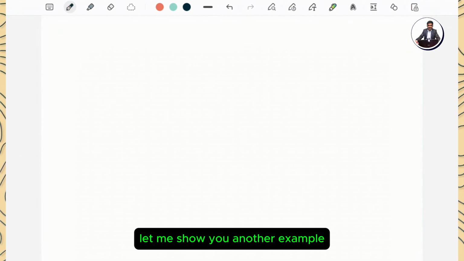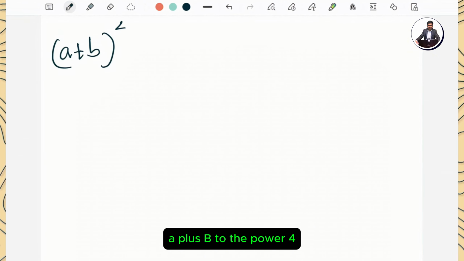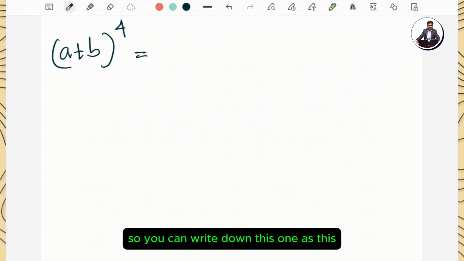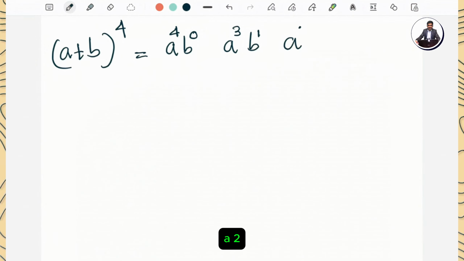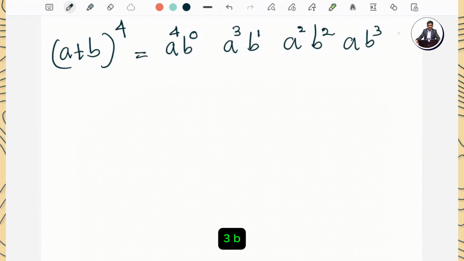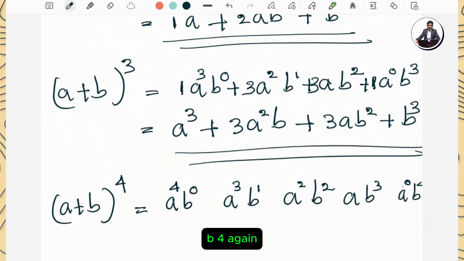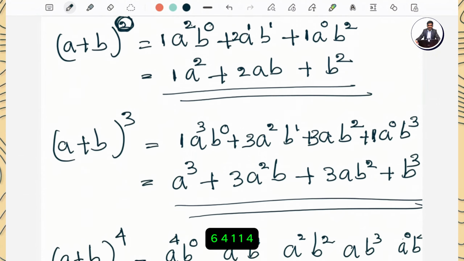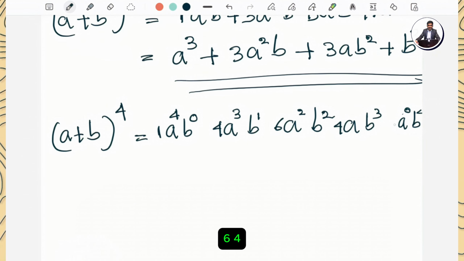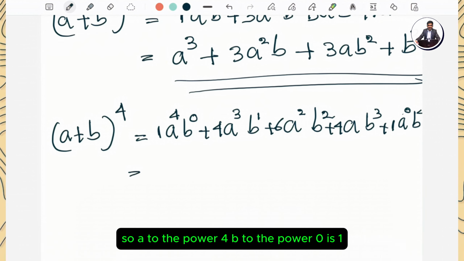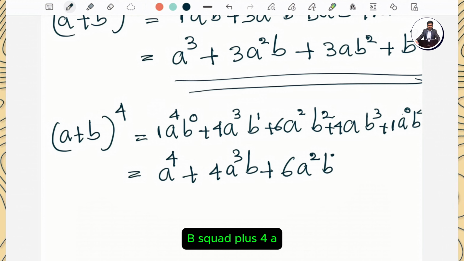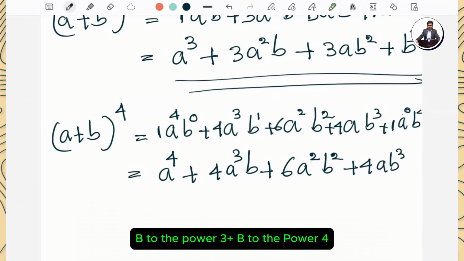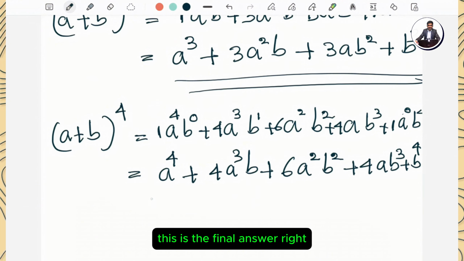Let me show you another example, (a + b) to the power 4. You can write this one as a4 b0, a3 b1, a2 b2, a b3, a0 b4. Again, what are the coefficients? 1, 4, 6, 4, 1, combined with plus signs. So a to the power 4, b to the power 0 is 1, plus 4a cubed b plus 6a squared b squared plus 4ab to the power 3 plus b to the power 4. This is the final answer, right?